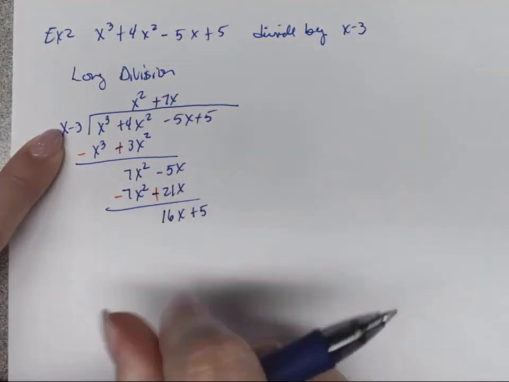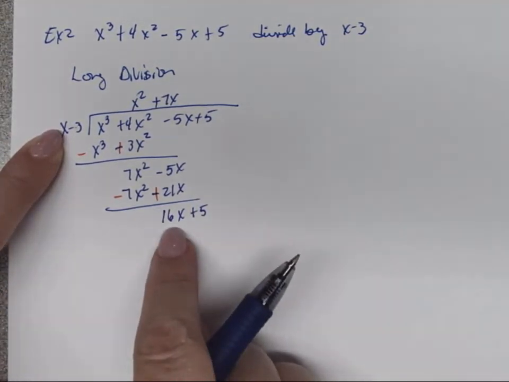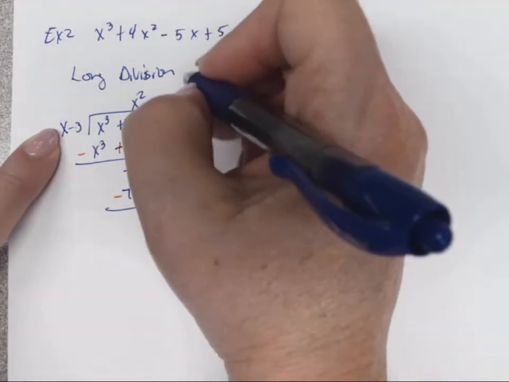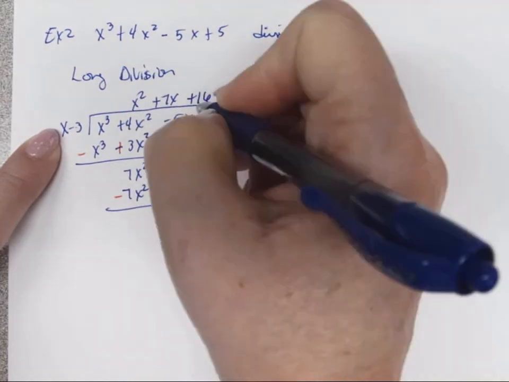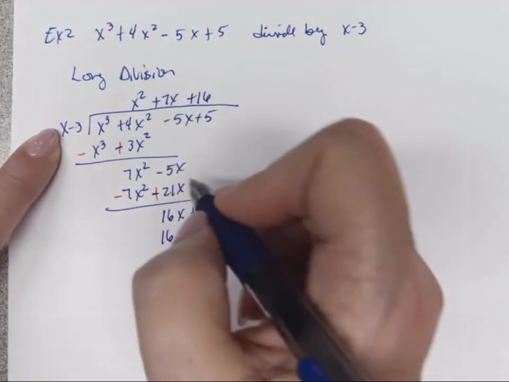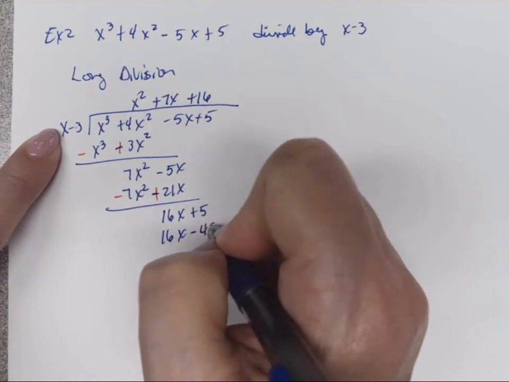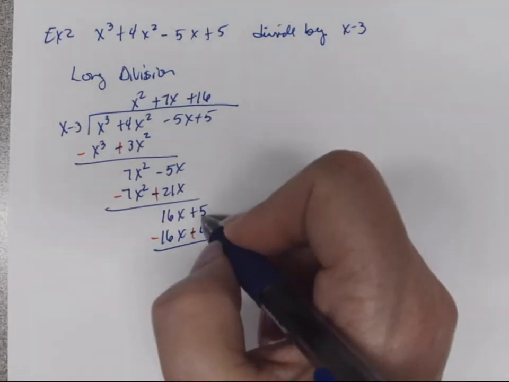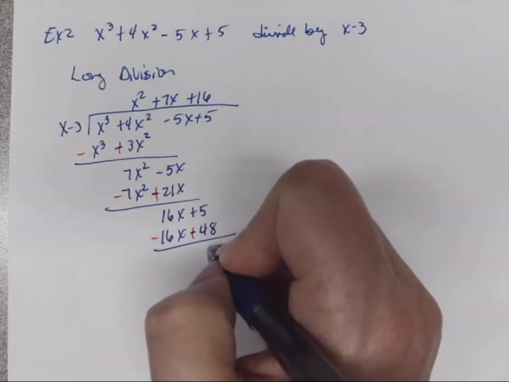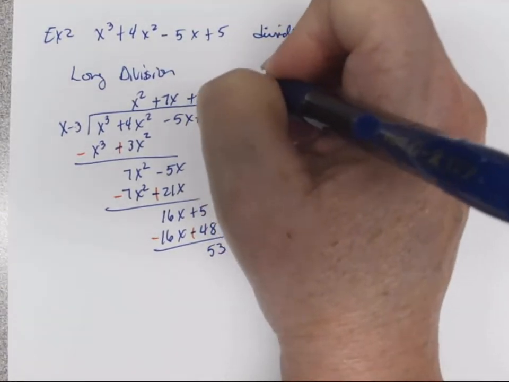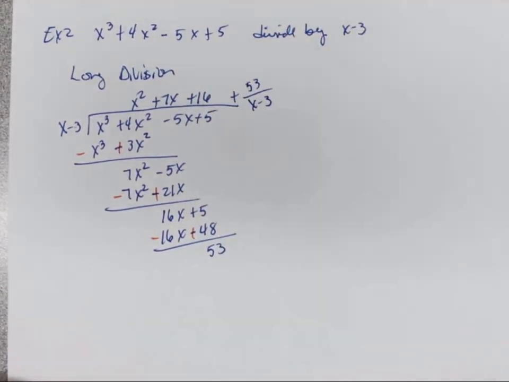So x times what will get me 16, or 16x divided by x? Well, that's going to be 16. You can look at it either way. 16 times x will get you 16x. 16 times negative 3 will get you negative 48. Draw the line. Change both signs. The 16x's will cancel. 5 plus 48 will get me 53. So I will have a plus 53 over my x minus 3.